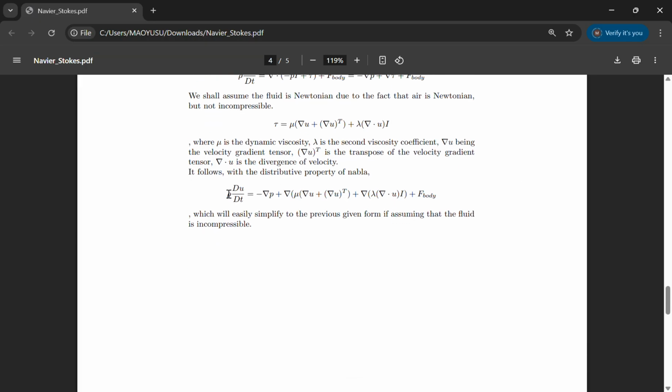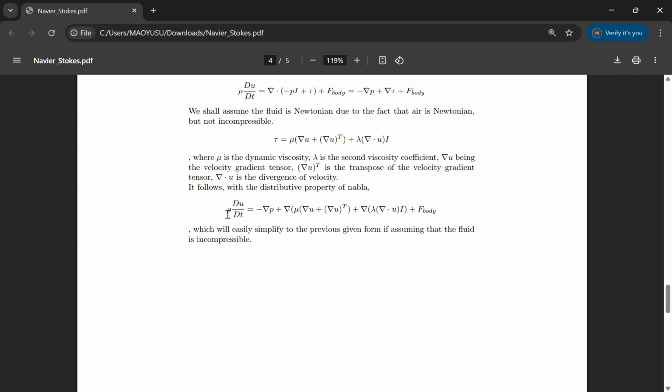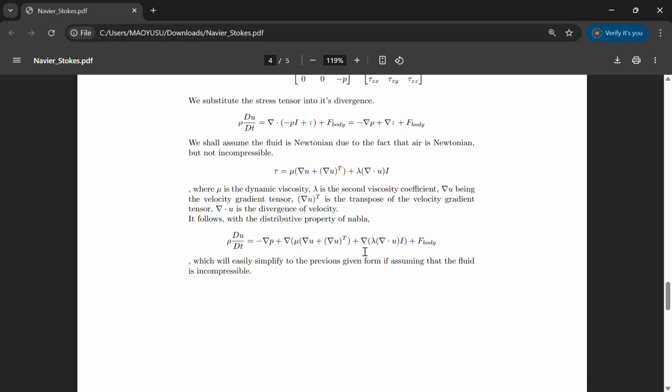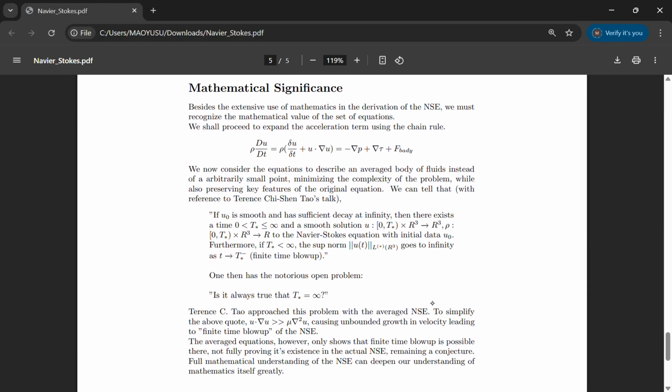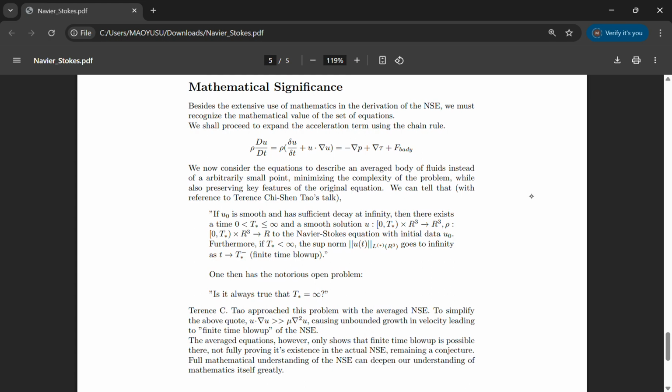So it follows with the distributive property of the divergence operator. You substitute things in and you get this very ugly expression, but this can simplify to the previously given form if we assume the fluid is incompressible. I didn't cover it here, but if the fluid is incompressible, then this whole thing will disappear, and this thing will transform into some better looking parts, so to say. And this part is mostly mathematical significance. If you want to stay here, you can listen, sure.